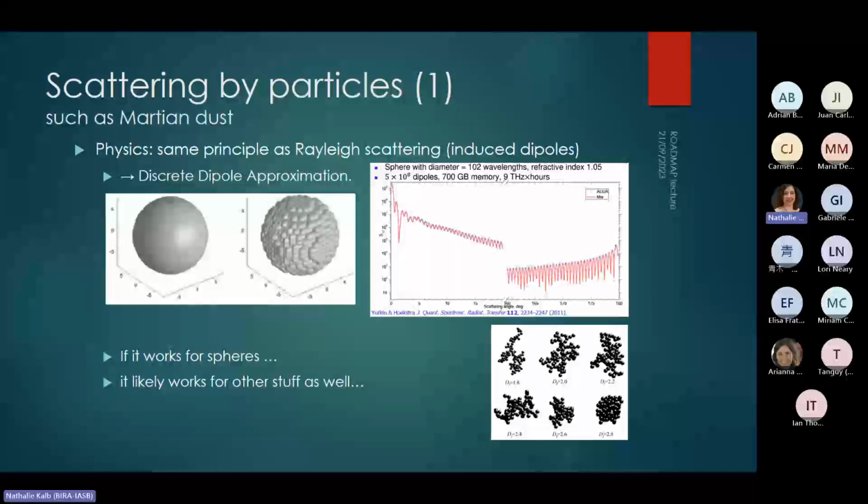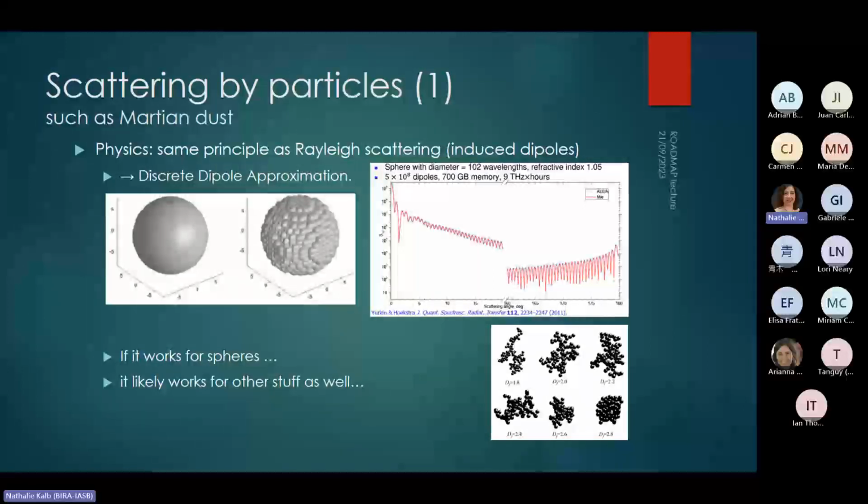For example, here, this is an example that was published in 2011 by Jurkin and Hoekstra, which is a comparison of a discrete dipole calculation. These are the points, and the exact theoretical result, the Mie theory for spheres. And the comparison is almost perfect, okay? So this method really works very well. And if it works for spheres, it likely works for other stuff as well.